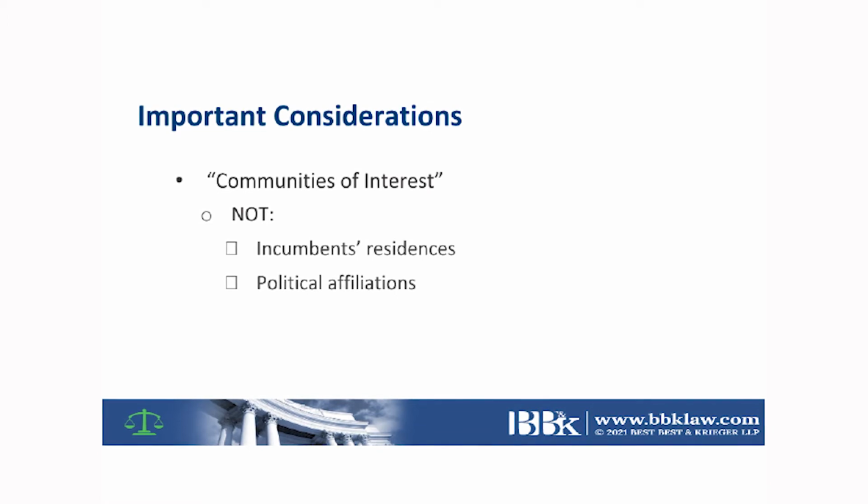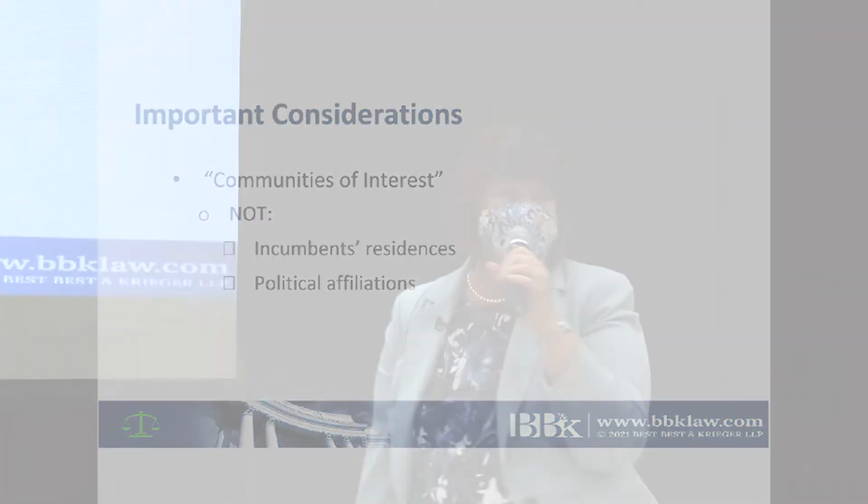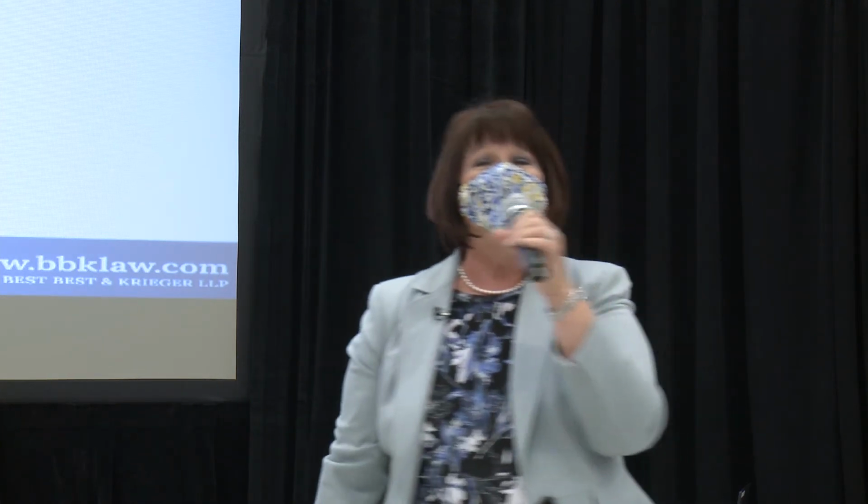Interestingly enough, communities of interest do not include the residencies of incumbents and political parties. So if you have a large population of Democrats that live over here, we can't consider that a community of interest. If you have a large concentration of Republicans that live over here, we can't put them together as a community of interest. Now, they might have a community of interest because they share the same homeowners association or their kids all go to the same school, but it can't be tied to partisan politics.